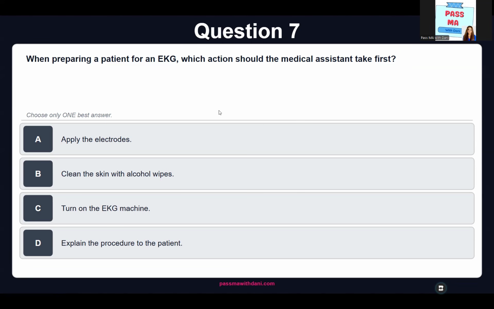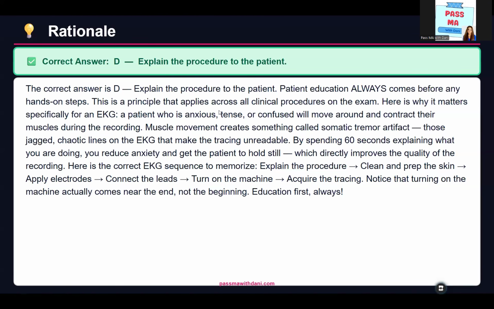So if you said D, explain the procedure to the patient, then you are correct. Patient education always comes before any hands-on steps. This is going to be the principle that applies across all clinical procedures on your exam. The reason that this matters specifically for an EKG is that you may have a patient that could possibly be anxious, tense, or confused. They can actually start to move around because of that nervousness or just being unsure, and they can tighten up and contract their muscles.